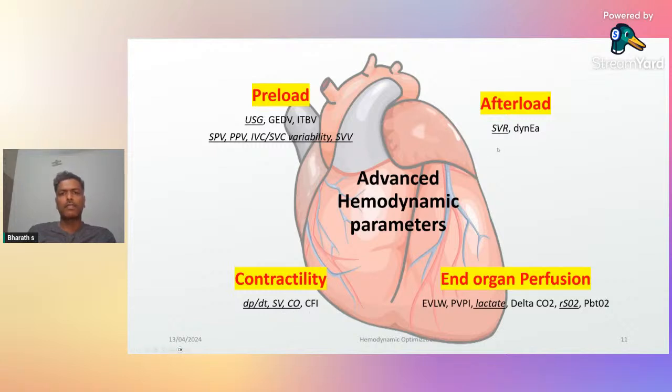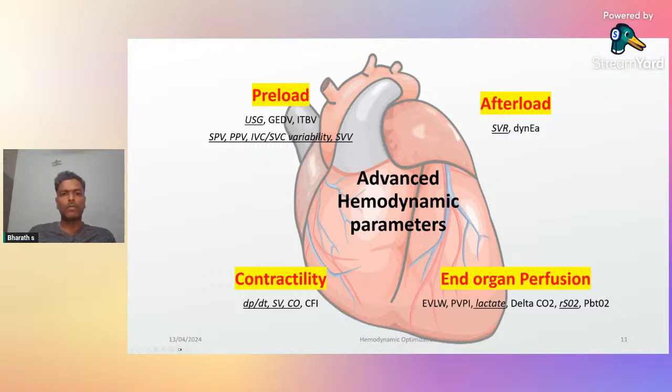Afterload parameters like systemic vascular resistance or dynamic elastance are provided by a few of the advanced monitoring techniques which we can utilize. We'll just go through which techniques are available. But at the end of it, whatever you maintain, preload, contractility, afterload, whatever changes you have made, you always have to look at whether the end organ perfusion is good.